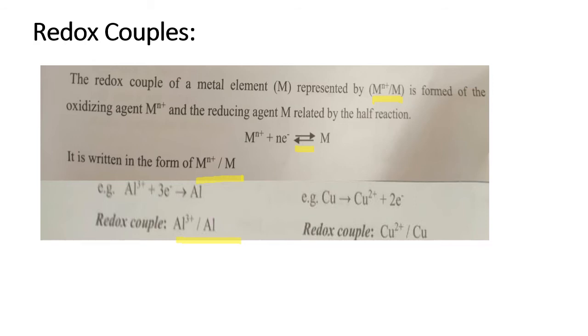Cu gives Cu2+ plus 2 electrons. You write first Cu2+/Cu. You always write the redox couple in the form of ion/metal. Always the ion is the one that undergoes the reduction. It is called the oxidizing agent, and the metal is the one that undergoes oxidation. It is the reducing agent. You write oxidizing agent/reducing agent.